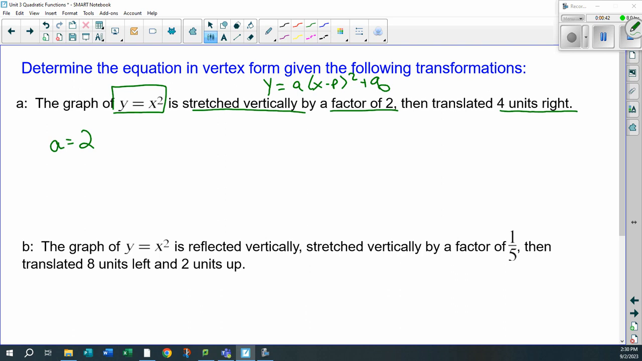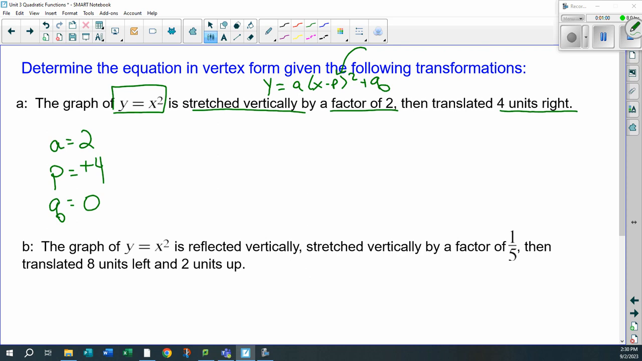Well, that's a horizontal translation. So that means your p value, that's your horizontal because it's with the x. x means horizontally, okay? 4 units right. So to the right is positive. Notice it says nothing about the q value. So guess what? Your q value is in fact 0.